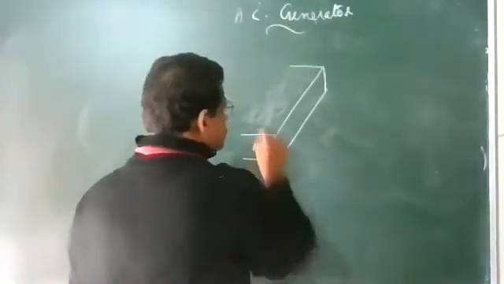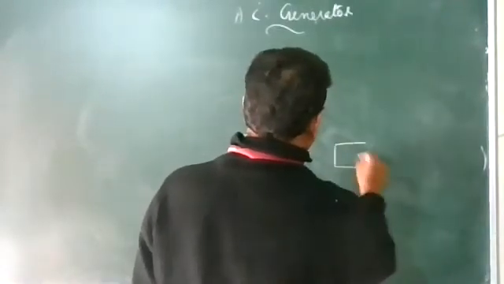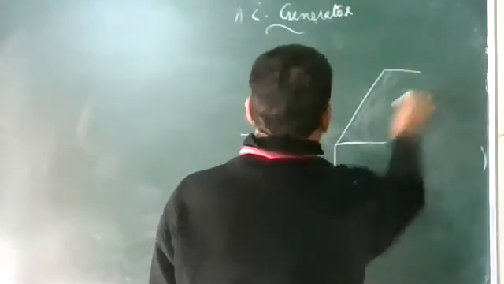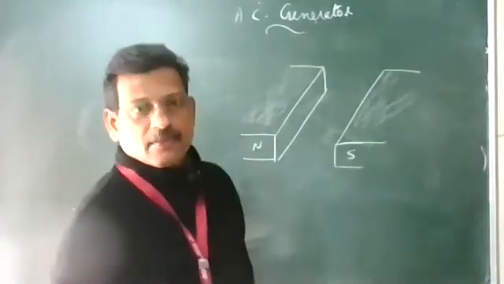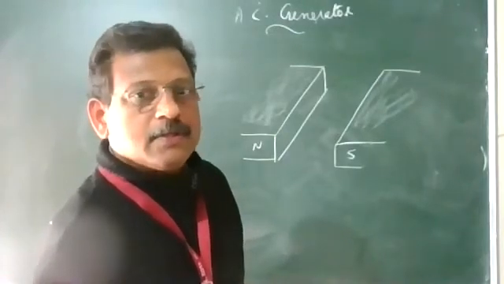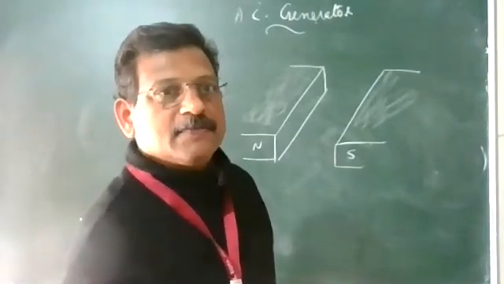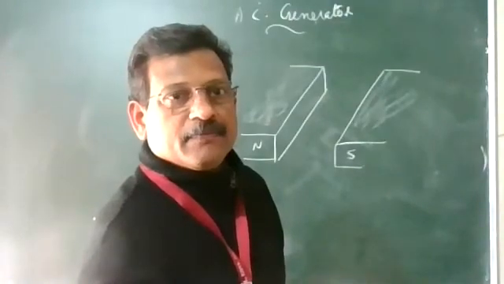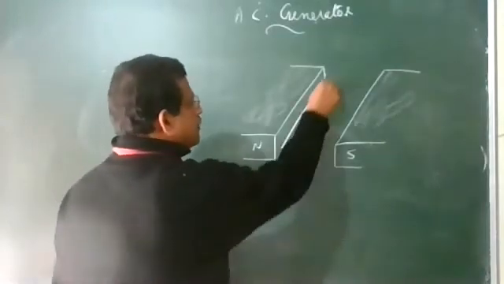We have the poles, north and south, of a strong electromagnet. North pole and south pole of a strong electromagnet. This we call the field magnets. And we now use a coil. We have a rectangular coil, it's called the armature.